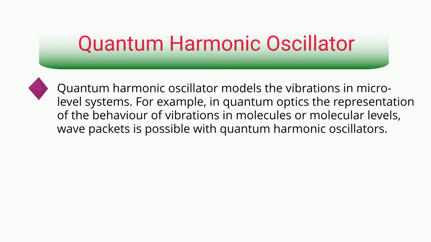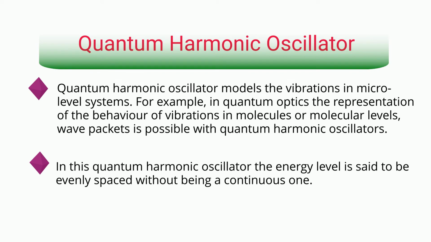The quantum harmonic oscillator models the vibrations in micro-level systems. For example, in quantum optics, the representation of the behavior of vibrations in molecules or molecular levels, and wave packets, is possible with quantum harmonic oscillators. In this quantum harmonic oscillator, the energy levels are said to be evenly spaced rather than continuous.